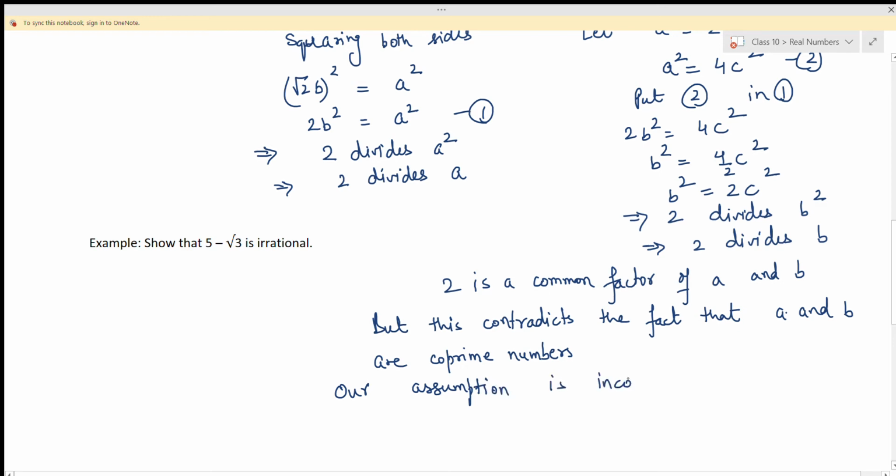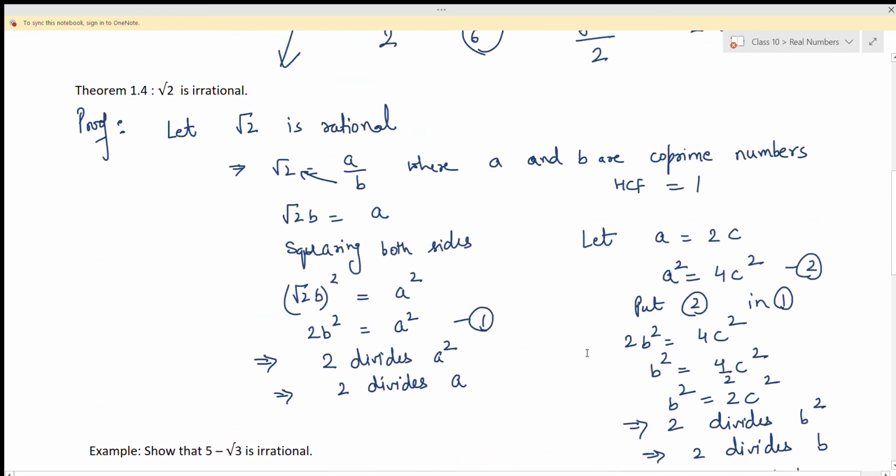is incorrect. Therefore, root 2 is irrational. So I hope it is clear. So what you have to do is, let's start from the beginning.